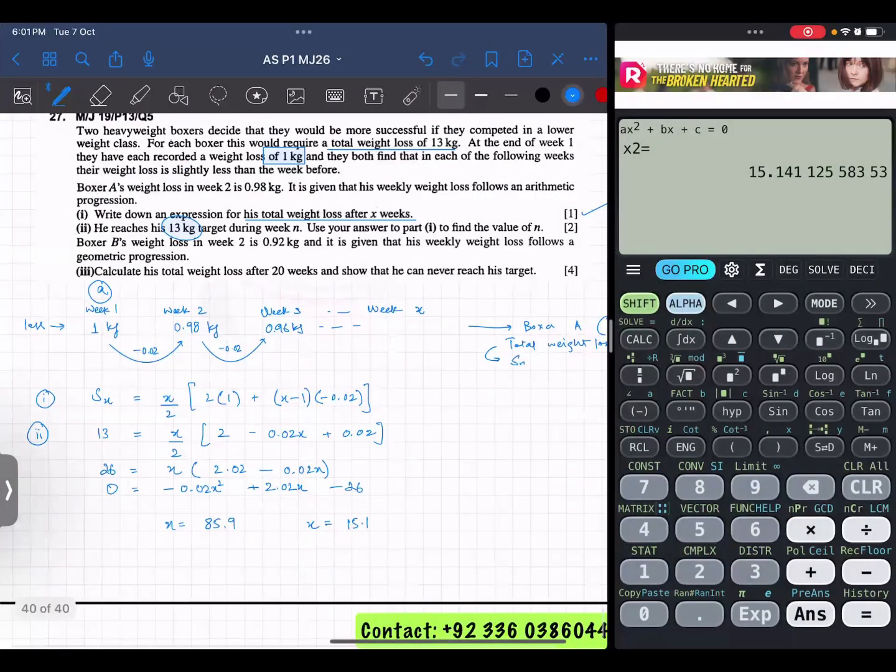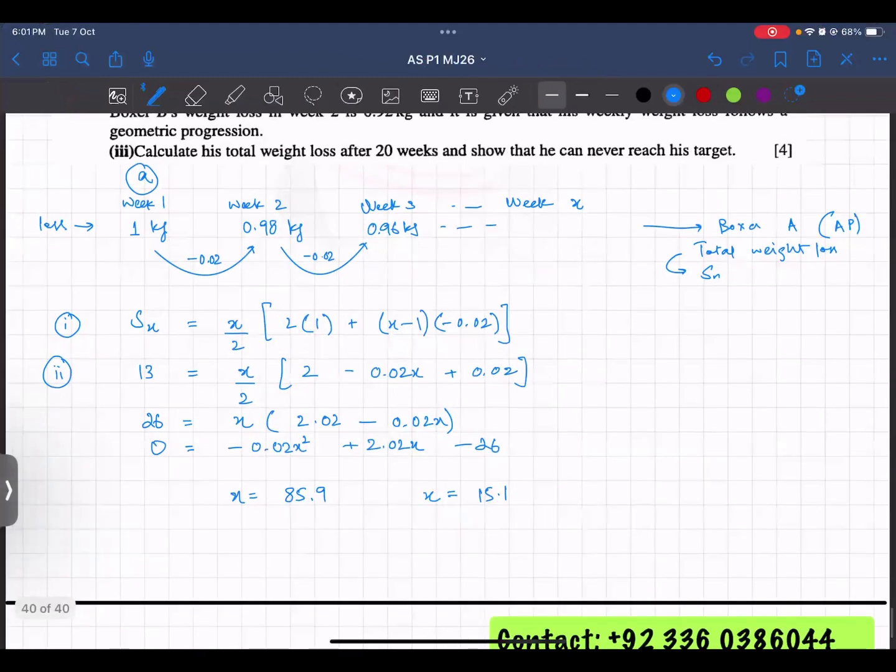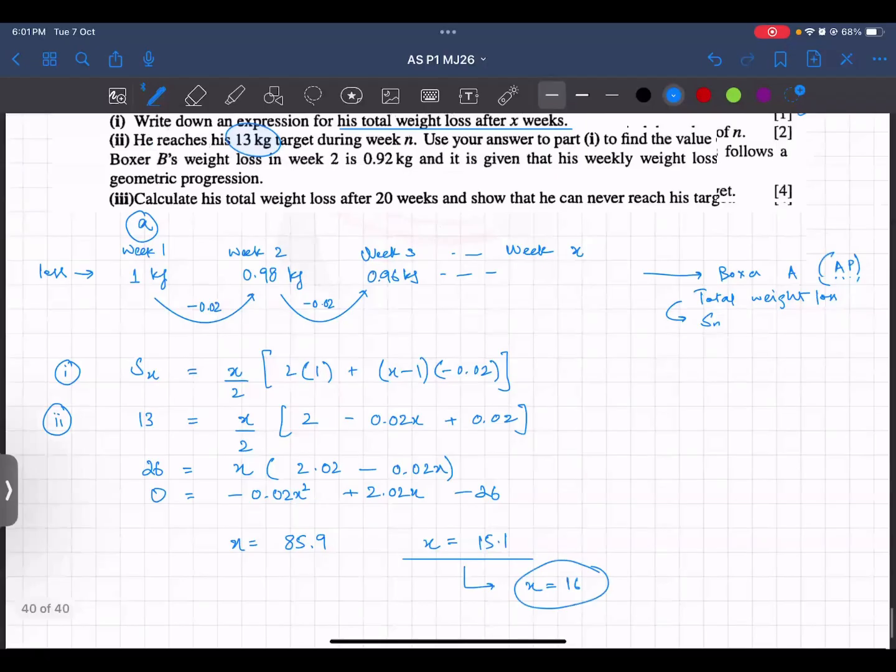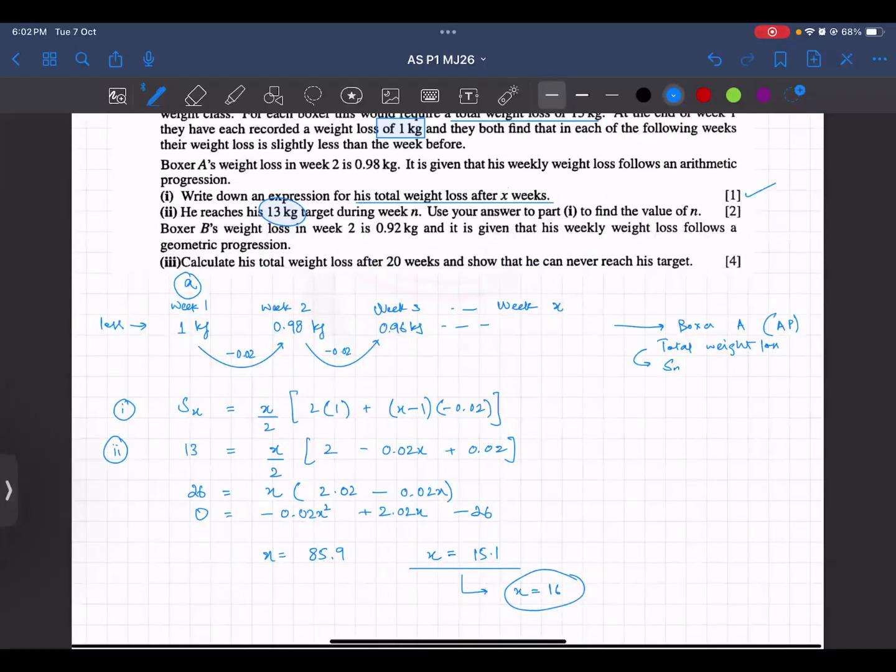So he reaches the 13 kg target during week N. So your week would be after the 15th week. In the 15th week, he has not reached his target, right? So x will be 16. So at the end of the 16th week, he will have the total weight loss of overall 13 kg target. The target will be met.